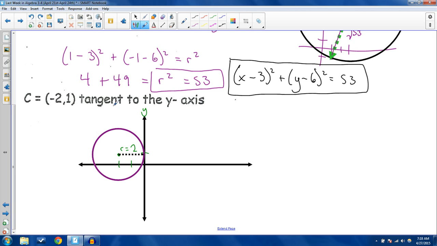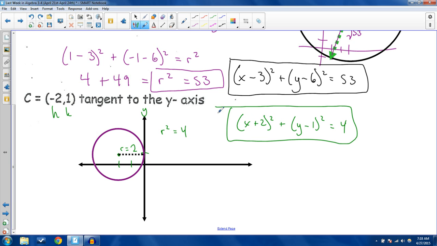And that's the only way this can happen if it was tangent to the y-axis with the circle. So what we know is our center, (h, k), and our radius of 2, so r squared must be 4. Our equation will be (x minus -2), which is (x + 2) squared, plus (y - 1) squared equals 4. And that's my equation. The graph helped; we got a good visual that way.